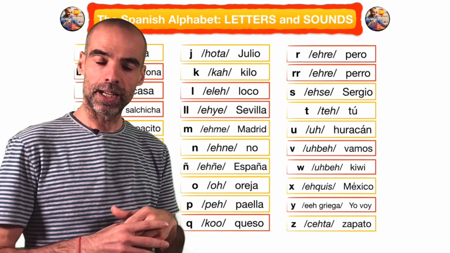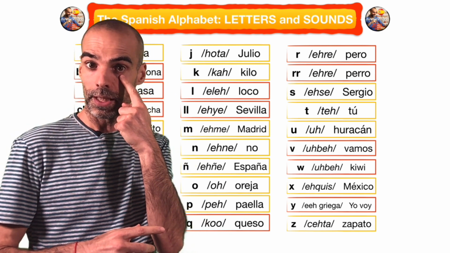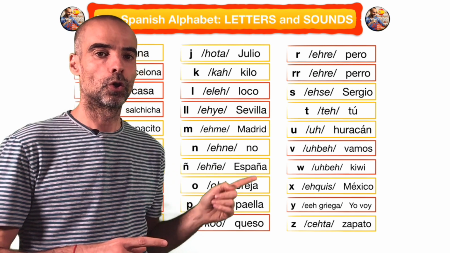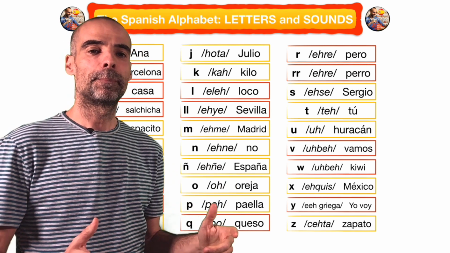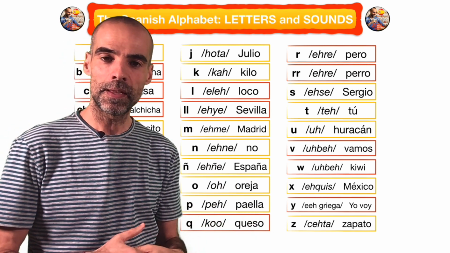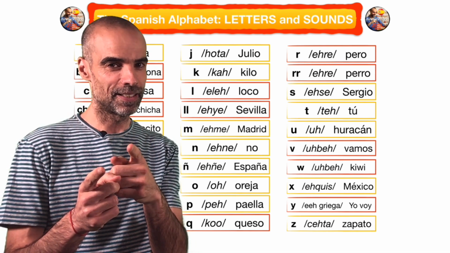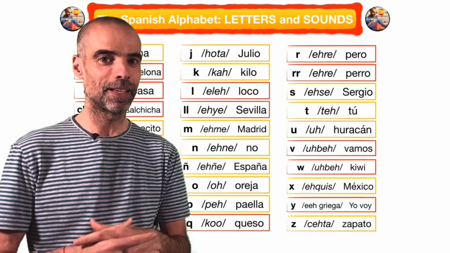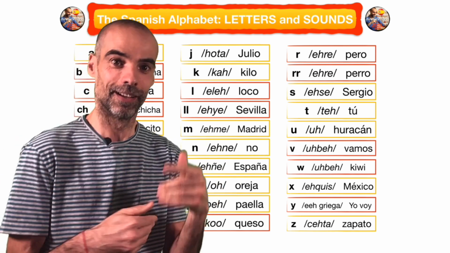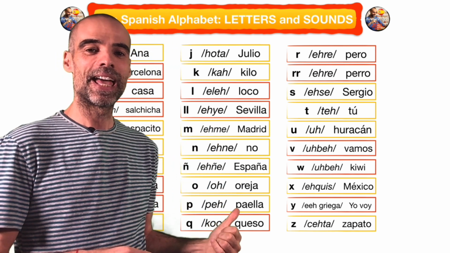O de oreja. Ear. Oreja. Ojo. Okay. Ojo. O. P para paella. P de paella. Ñam, paella. Okay, check my playlist. I love cooking. You have a recipe here. There. Not here. There. Okay, paella.